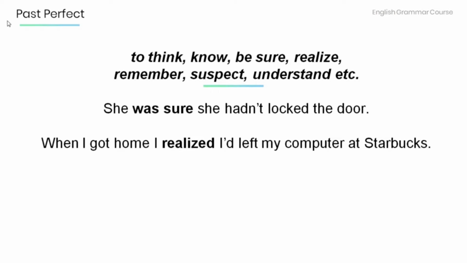Now we can use the past perfect with verbs such as think, know, be sure, realize, remember, suspect, understand, etc. Have a look at the examples below. She was sure she hadn't locked the door. When I got home, I realized I'd left my computer at Starbucks.